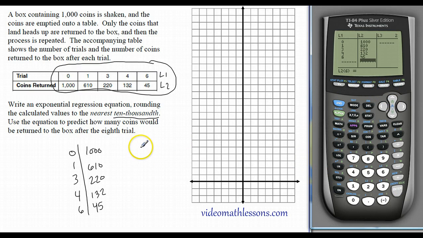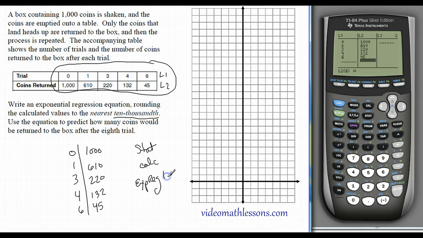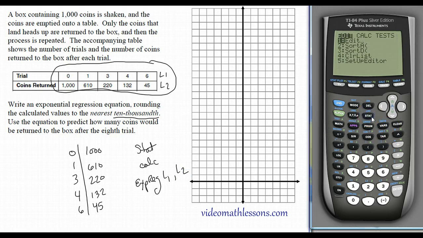Now what we're going to do is stat, calc, exp reg, L1, comma, L2. Stat, calc, exp reg. We go down below. L1, comma, L2. Enter. Now they want us to have to the 10,000th places here.